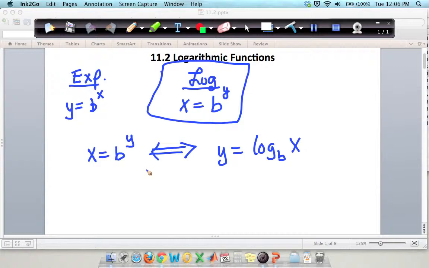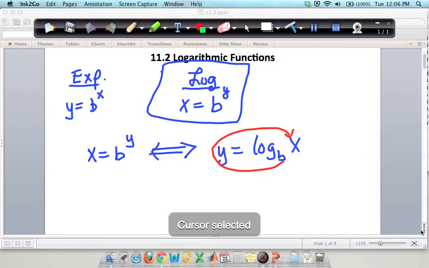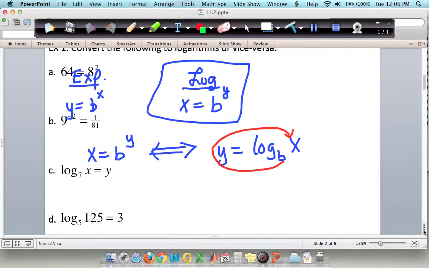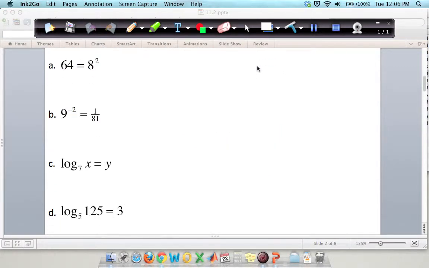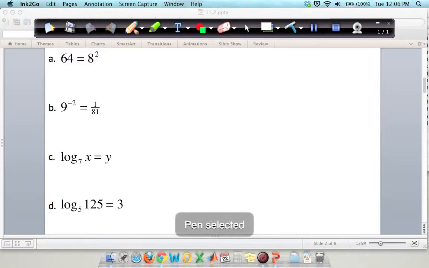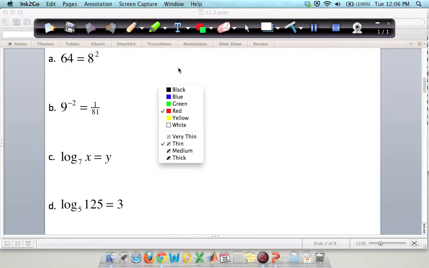Writing from a log to an exponent, you can kind of think of it as like a circle. You start with the base, so it'd be b raised to the y power equals this x. And that kind of helps with converting from a log to an exponent. Okay, so let's practice converting the following to logs or vice versa. So if we have an exponent, we're going to convert it to a log. If we have a log, we're going to convert it to an exponent.